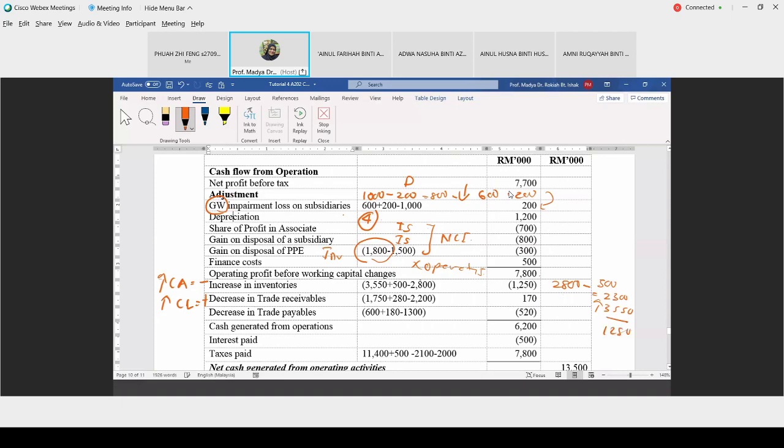Then for trade receivables, the beginning balance is 2,200. Then minus the one that you dispose here, 280. So you're going to have 1920. 1920 compared with 1750, there is a decrease of 170.